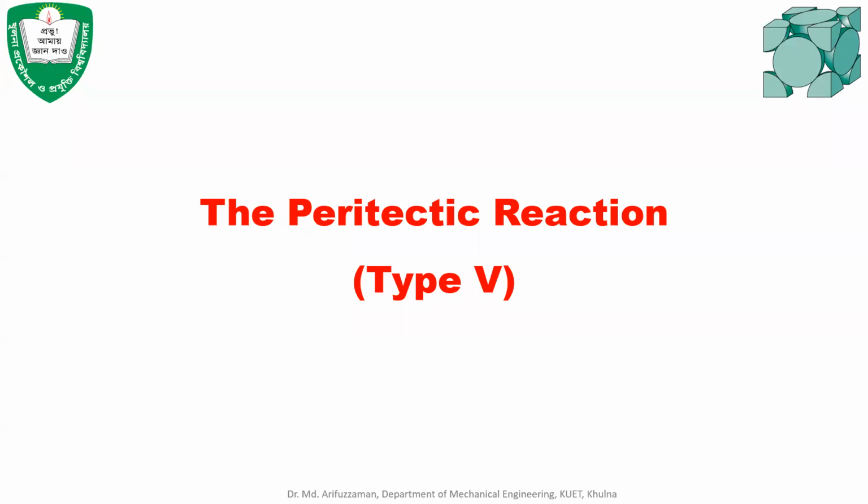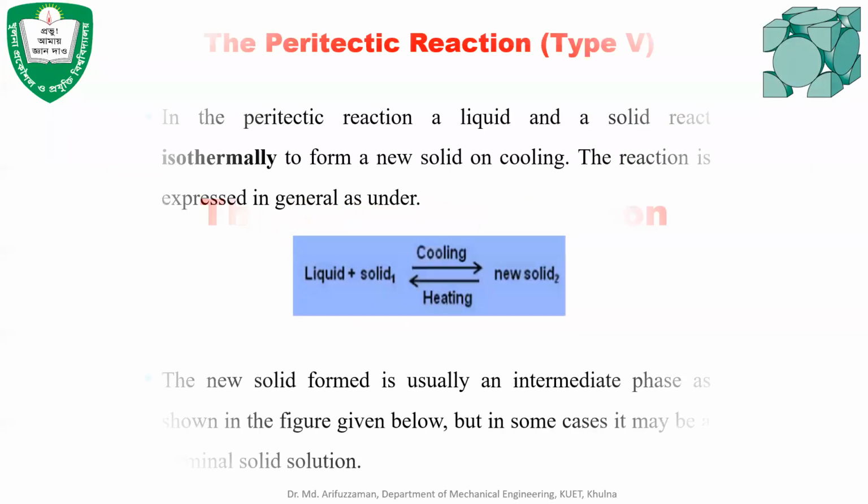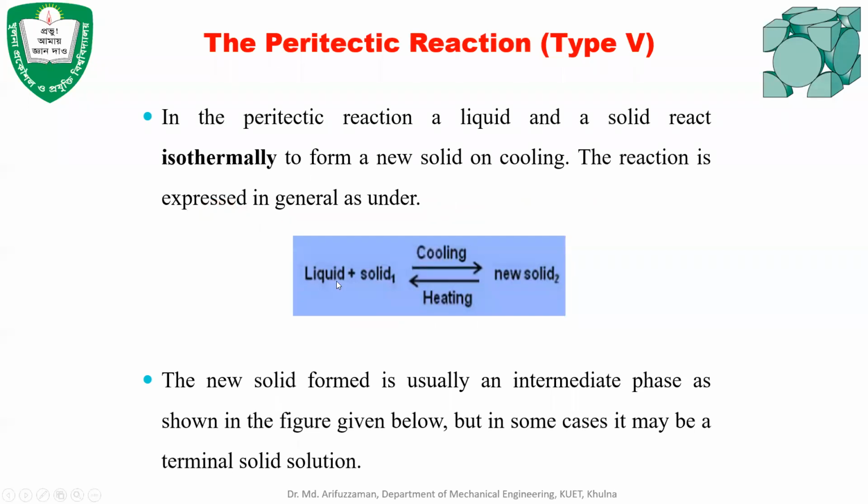The type 5 is about the peritectic reaction. It is basically the reaction that occurs between a liquid and a solid. Upon cooling, a liquid and a solid react and convert into a different type of solid. That occurs isothermally. There is no temperature change, but liquid and solid react to produce a new solid, which we call new solid 2. And the new solid usually is an intermediate phase.